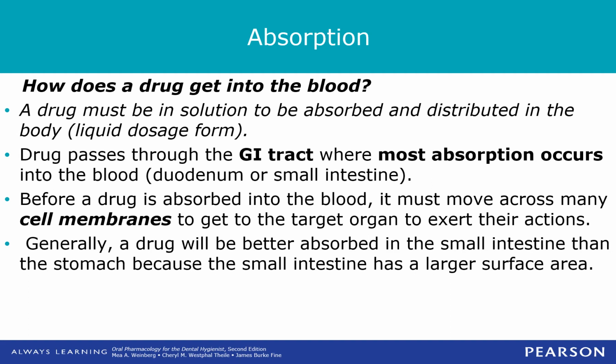Let's talk about absorption. How does a drug get into the blood? A drug must be in solution to be absorbed and distributed in the body. Drug passes through the GI tract, where most absorption occurs into the blood, through the duodenum or small intestines. Before a drug is absorbed into the blood, it must move across many cell membranes to get to the target organ to exert its action.